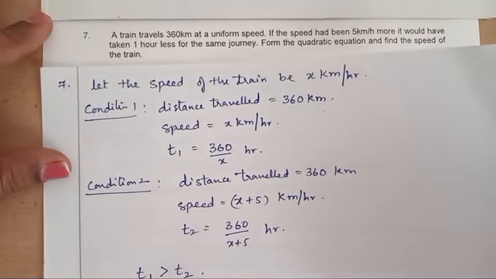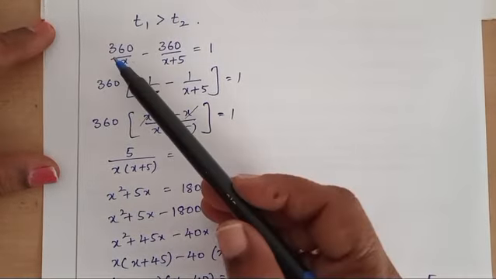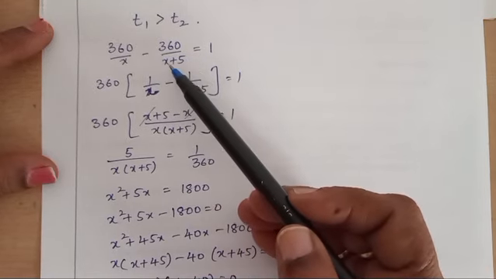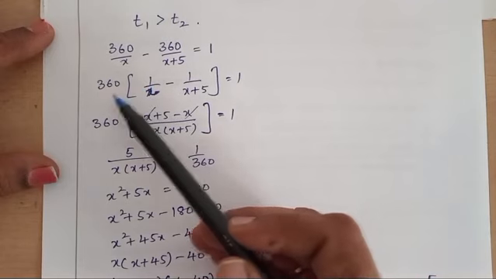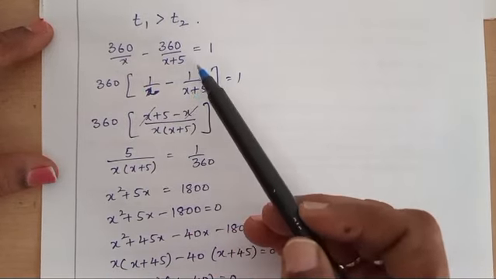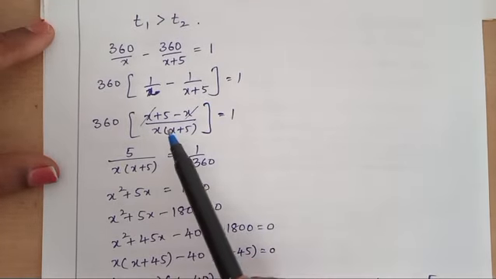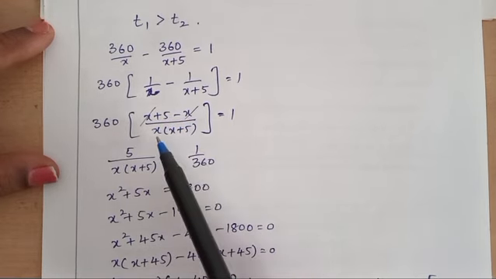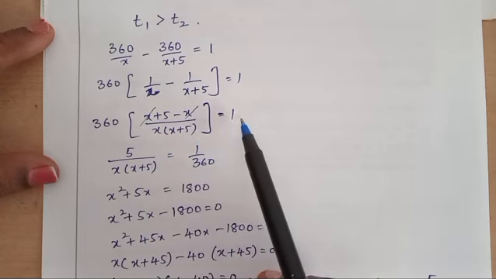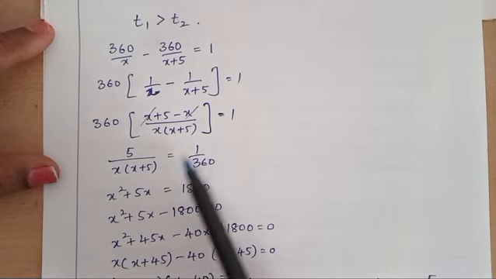Since T1 is greater than T2, we have 360 by x minus 360 by x plus 5 is equal to 1. Let me take 360 as common. I get 1 by x minus 1 by x plus 5 is equal to 1 by 360. When I take the LCM, I get x plus 5 minus x divided by x into x plus 5 is equal to 1 by 360. Hence, 5 by x into x plus 5 is equal to 1 divided by 360.